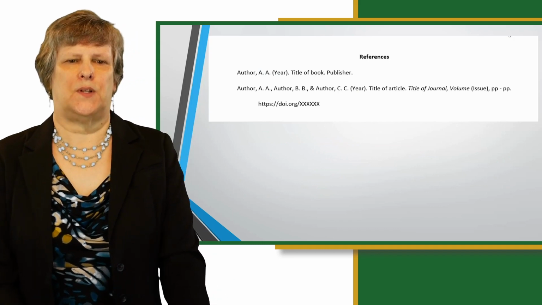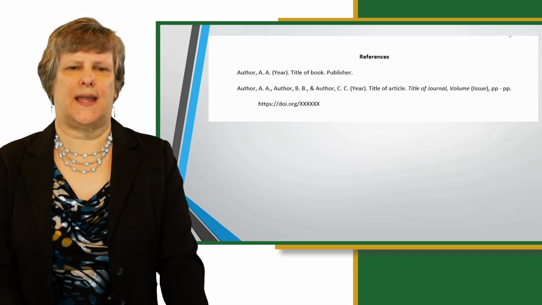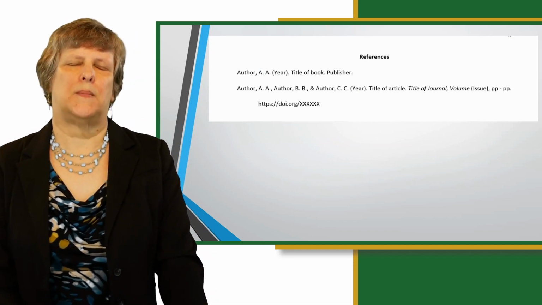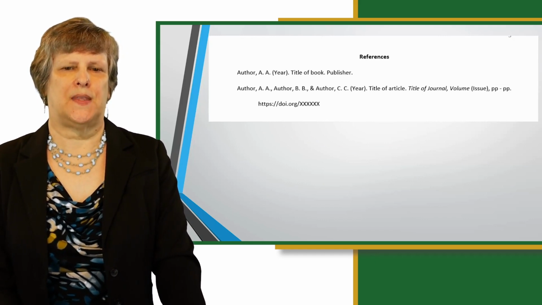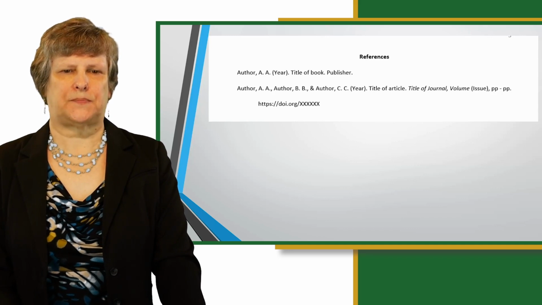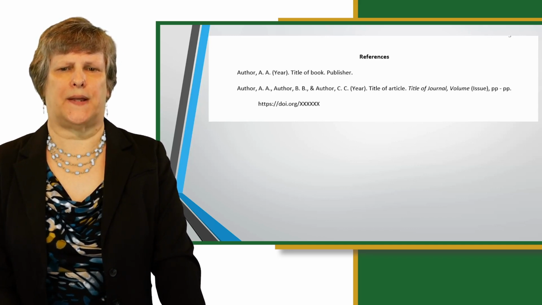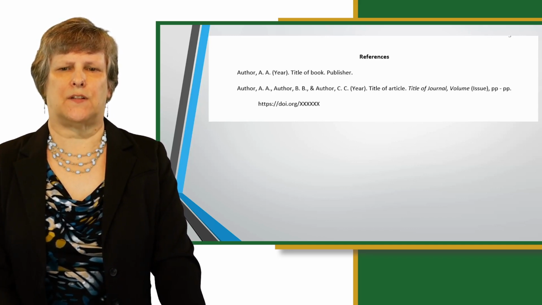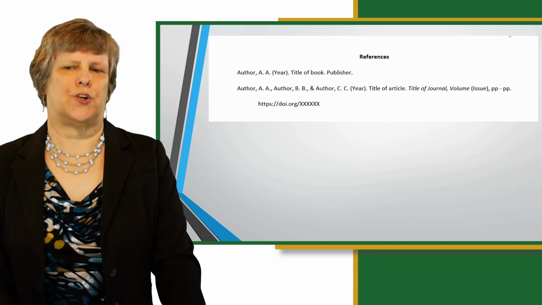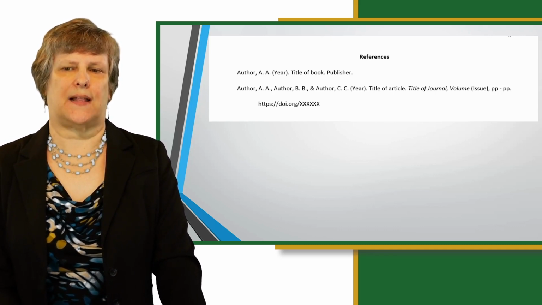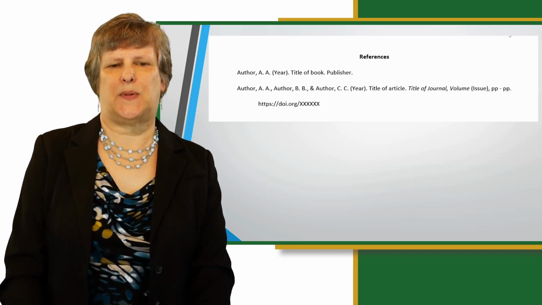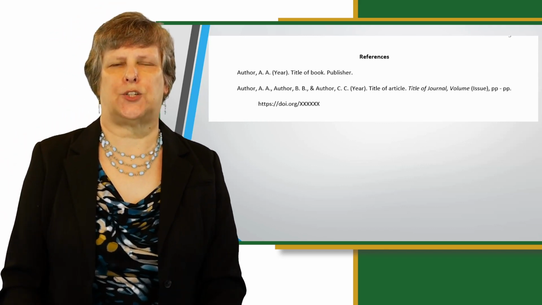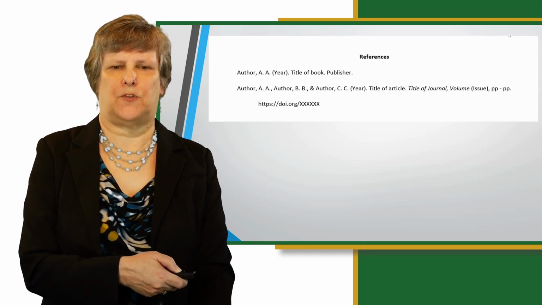For example, notice we have an author, the year, title of the book. Pay attention to where those periods fall because you need to use them the same way. Here we have a lot of authors, and notice it's in alphabetical order. We have the title of the article. The title of the journal, volume, and issue is italicized. You've got your pages.